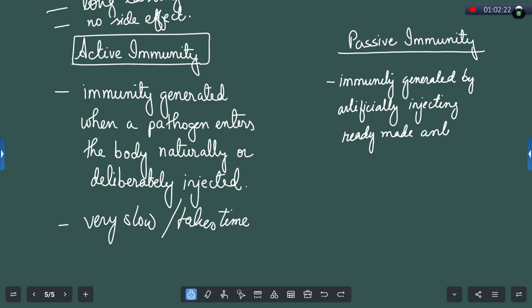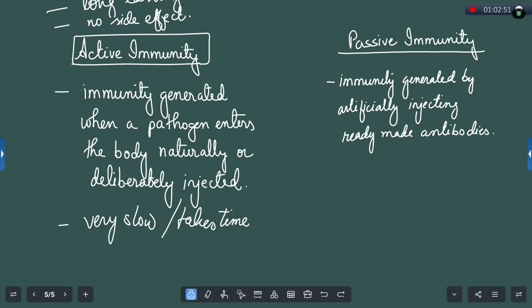Natural passive immunity and artificial passive immunity. As I said, in snake bite cases, this is artificial passive immunity. The mother's natural passive immunity goes to the baby.